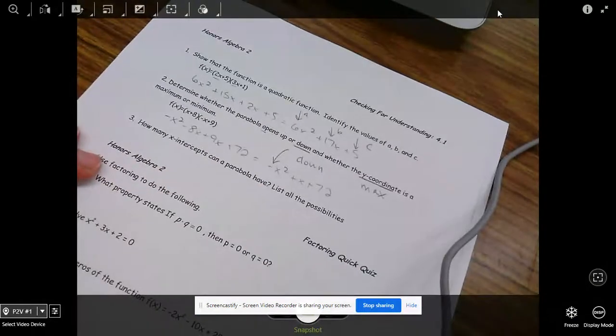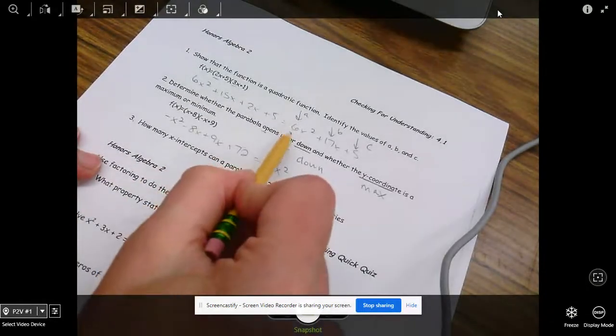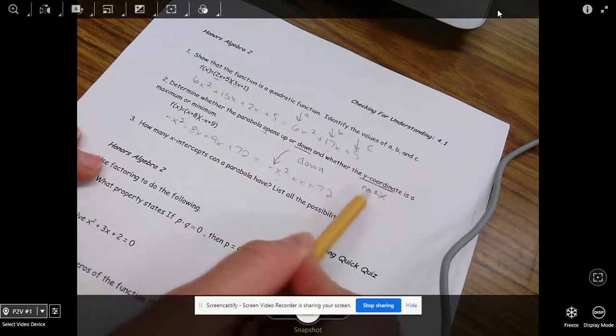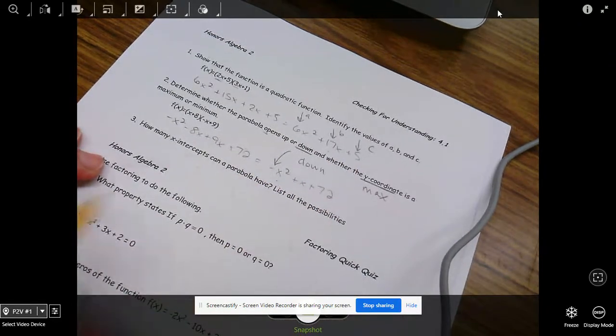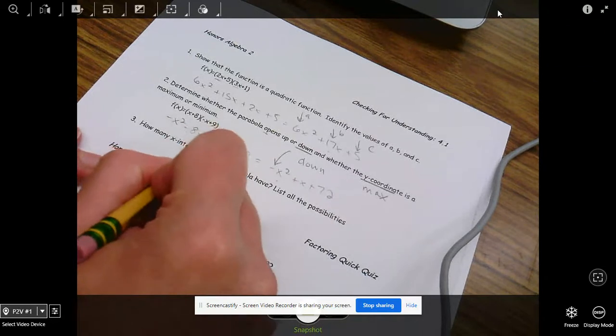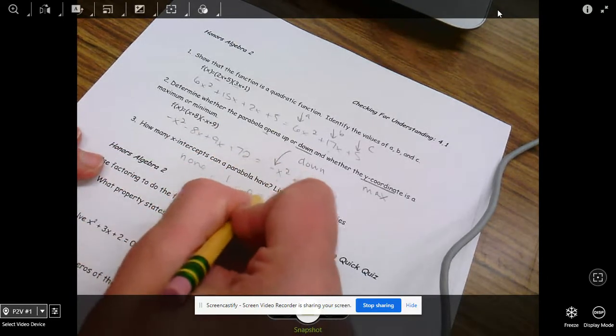Oh shoot, bell's gonna ring. All right. So for 6, 1, 7, 5, it opens down. Your y coordinate's a maximum. How many x-intercepts can a parabola have? It can have none, 1, or 2.